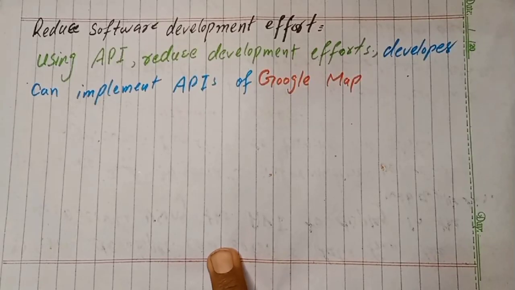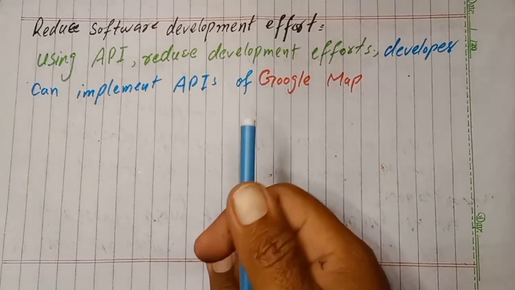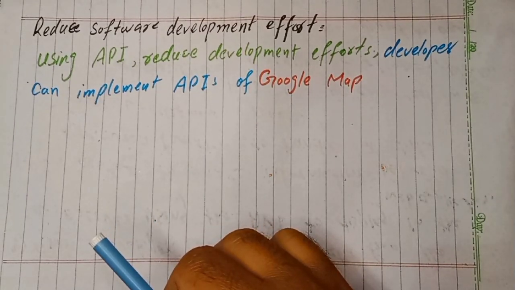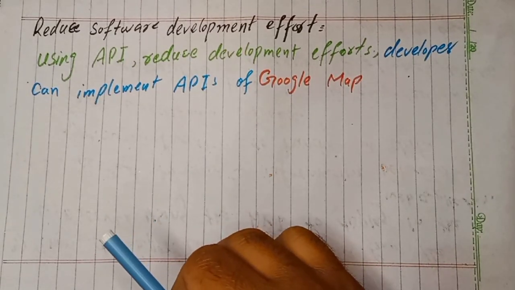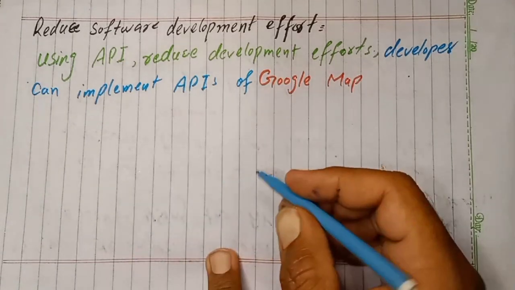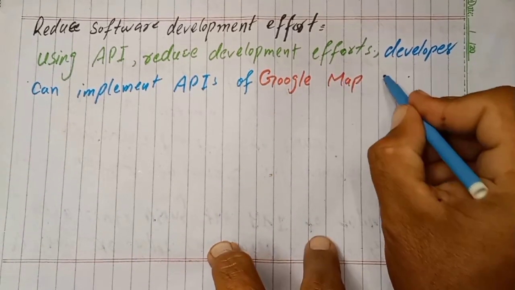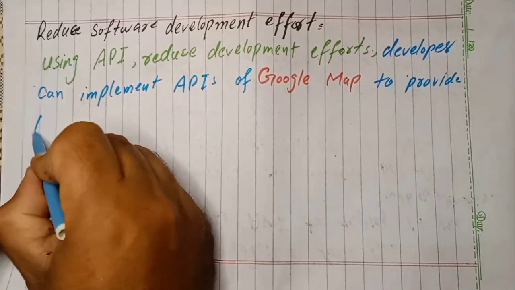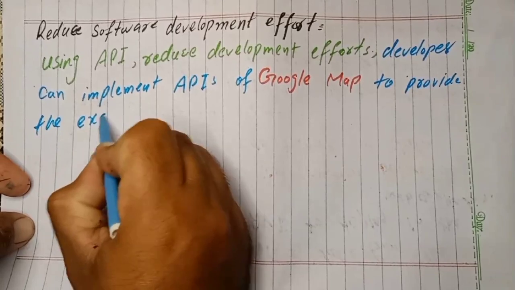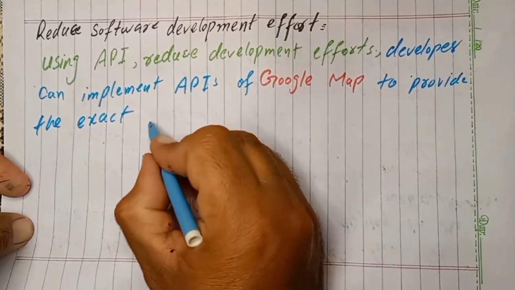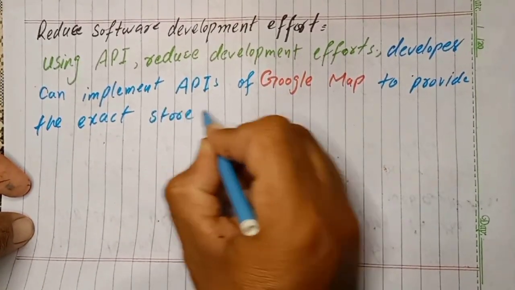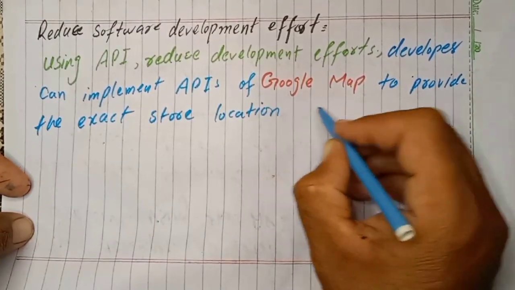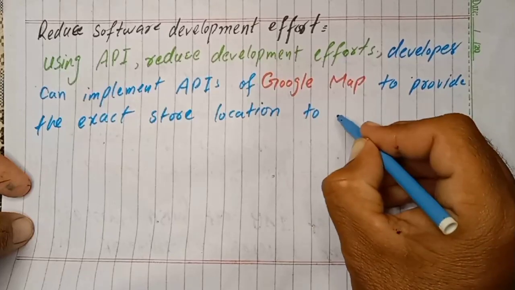Next is reduced software development effort. Using an API reduces development effort. A developer can implement the Google Maps API to provide the exact store location to website visitors.